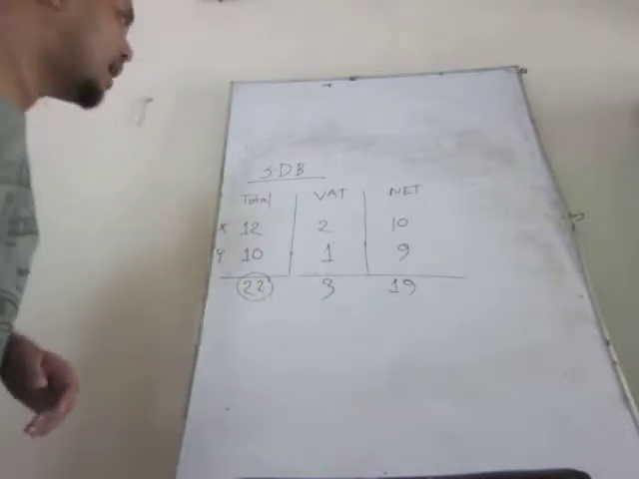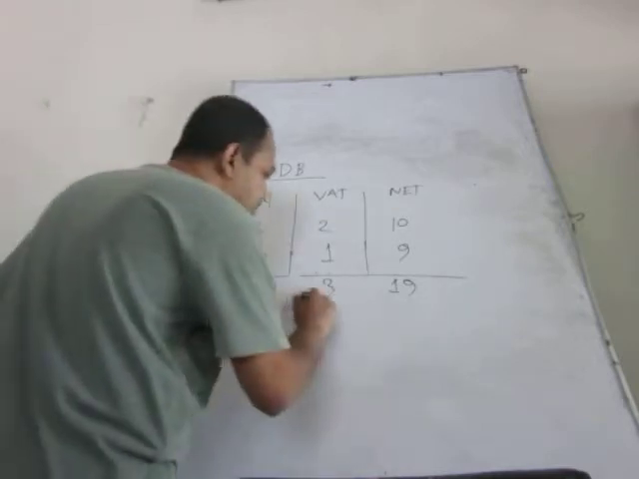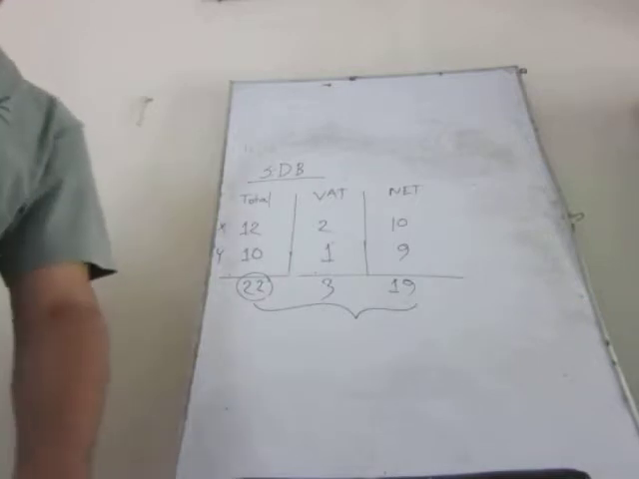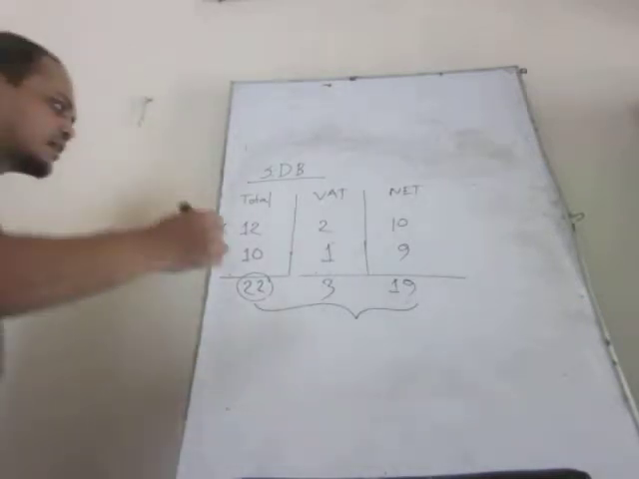So the question is how you make the journal of these things. We have discussed journals, that any kind of transaction you can make a journal entry for. So how can you make the journal?